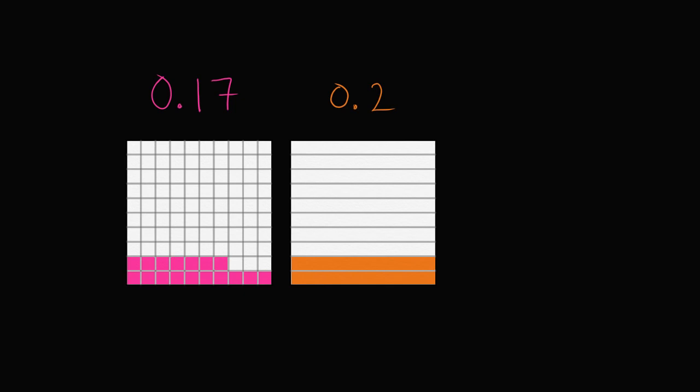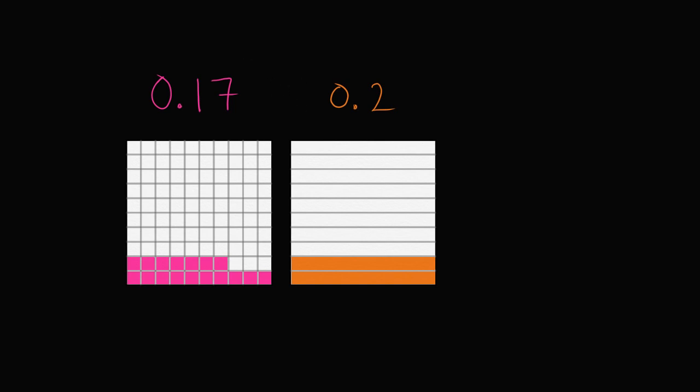So which of these is larger? Well, we see we're filling in more of the whole when we're doing 2/10 than we're doing when we're doing 17 hundredths. And that makes sense because another way of saying 2/10 is you could write it as 20 hundredths. 20 hundredths is greater than 17 hundredths. To get to 20 hundredths, you would have to fill in these 3 as well. Notice when you fill out those 3, you're filling out the same fraction of your whole. So, which one's larger? Well, 2/10 is.